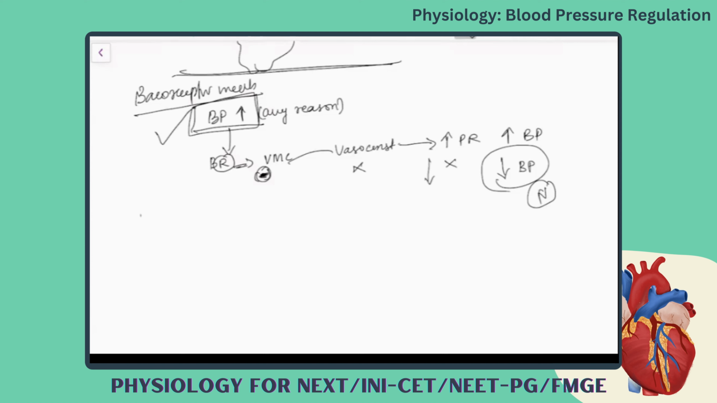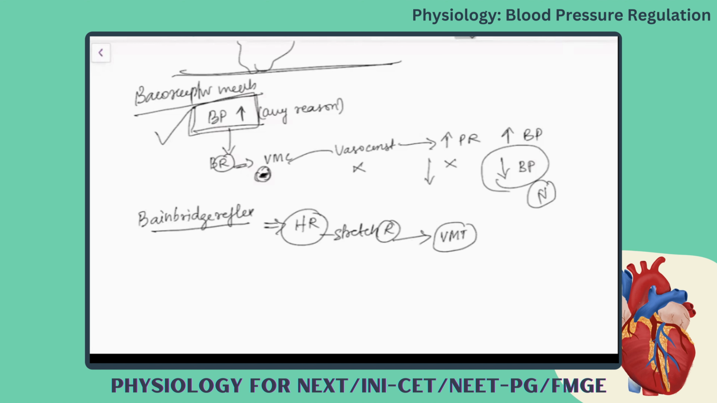And there is one more neural regulation which is called the Bainbridge reflex. This is the Bainbridge reflex, which is specifically for the regulation of heart rate. And this is going to be mediated by the stretch receptors. So these stretch receptors will be stimulated, and it also causes the signal in the maintenance of vasomotor tone. So the blood pressure will be brought back to the normal level.